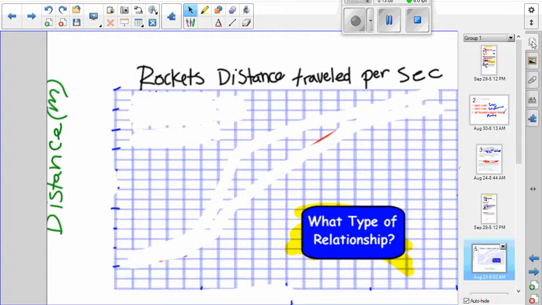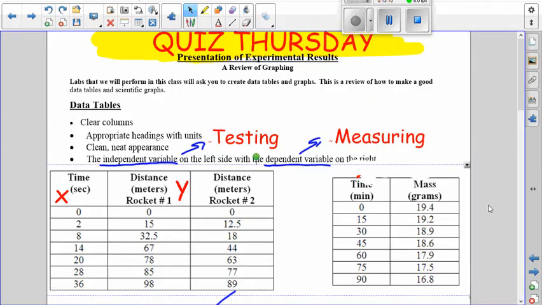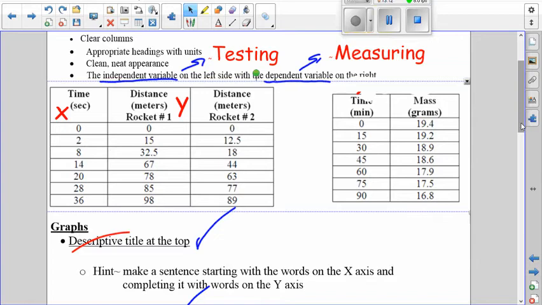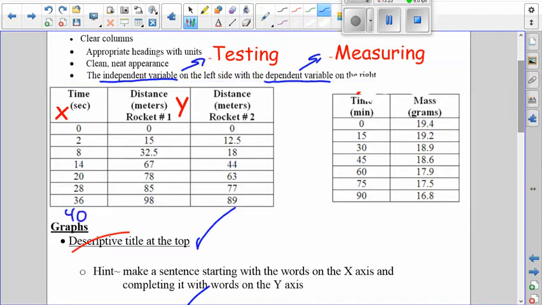Let's take a look at our data. Our data will always tell us what scale to pick. We've got to go up to at least 36. What's a number a little bit more than 36 that's clean and easy to work with? 40. I love it. You guys are right on it. So we're going to go to 40. With the rockets, this one goes up to 98. This one goes up to 89. What's a number bigger than both 89 and 98 that's clean?